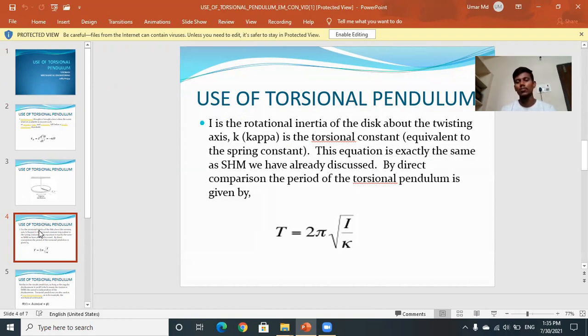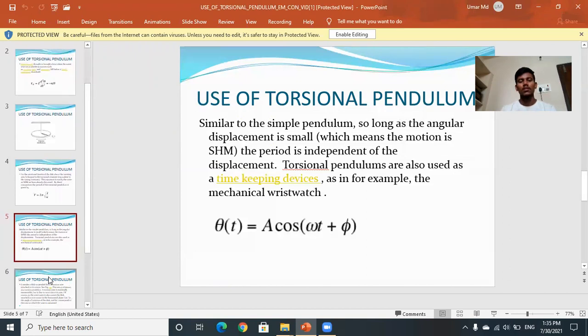The period of the torsional pendulum is given by T = 2π√(I/K). Similar to the simple pendulum, as long as the angular displacement is small, which means the motion is simple harmonic motion, the period is independent of the displacement. Torsional pendulums are also used as time keeping devices, as for example the mechanical wrist watch.